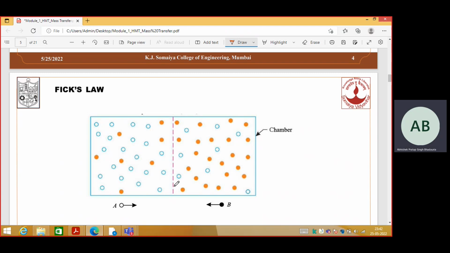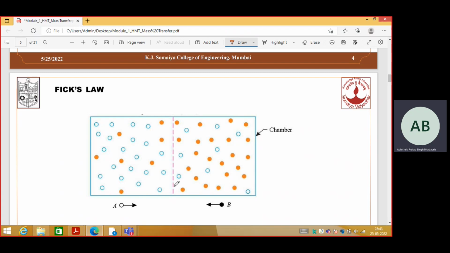There will be net transport of species A to the right and of species B to the left. After a considerably long period, the equilibrium condition occurs, that is, uniform concentration of species A and B will be achieved, and then the mass diffusion will stop. We can observe through experiment that molecular diffusion is governed by Fick's law.